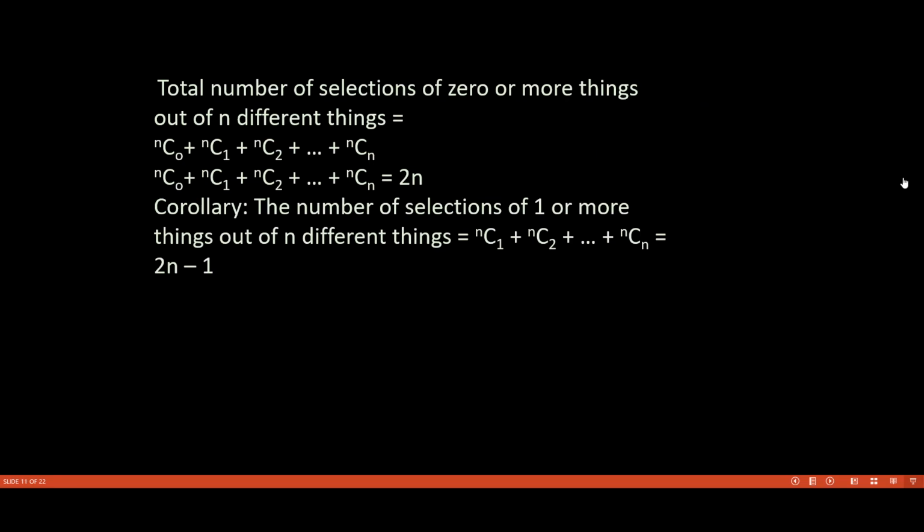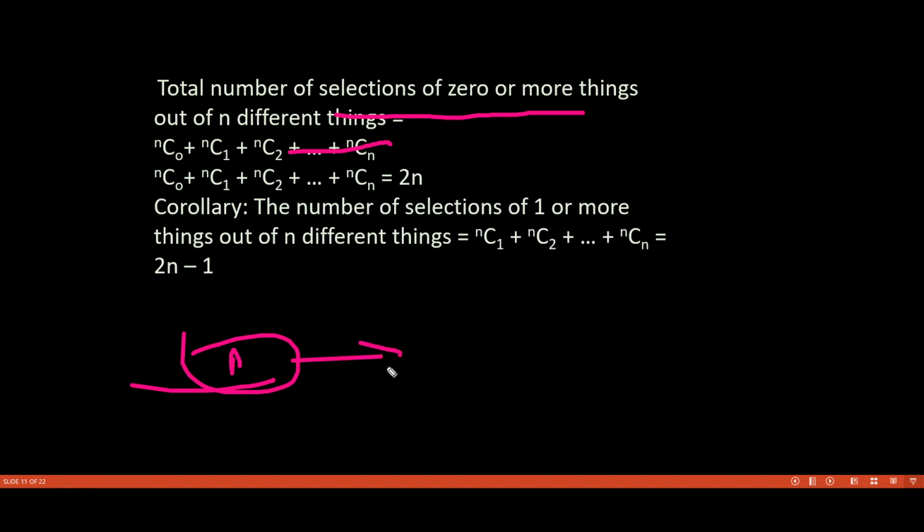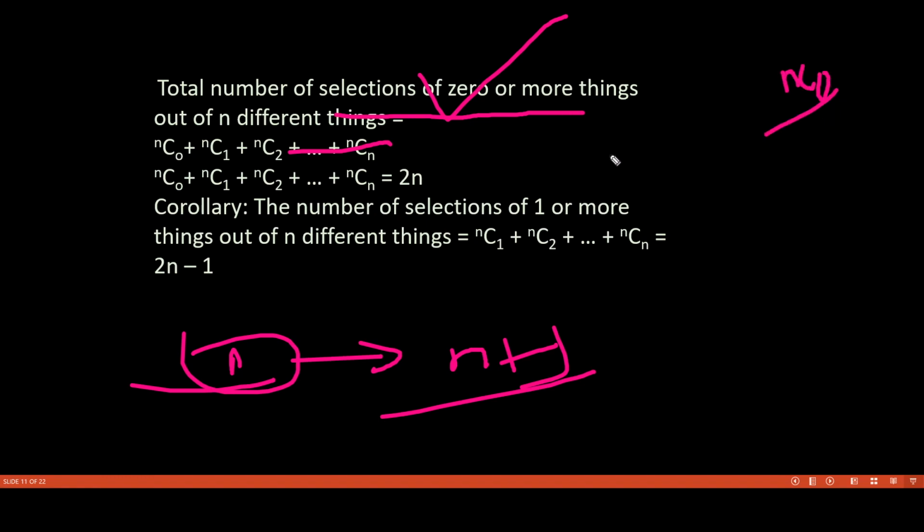Now the next concept we are going to see: total number of selections of 0 or more things out of n different things. In the earlier question, when we had n identical things, the number of ways in which we could select 0 or more things was n plus 1. But now here all things are different. So how will you select? nC0, so you are selecting nothing, and then nC1 plus nC2 plus up to nCn. So this is the way.